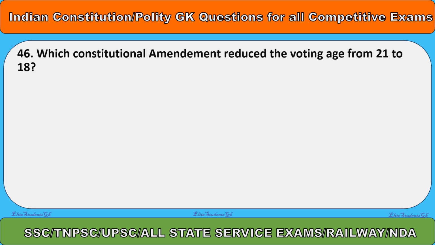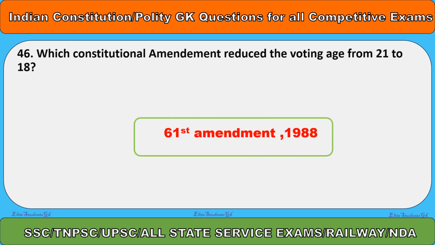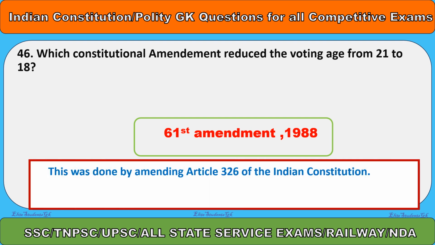Which constitutional amendment reduced the voting age from 21 to 18? 61st Amendment Act 1988. This was done by amending Article 326 of the Indian Constitution.